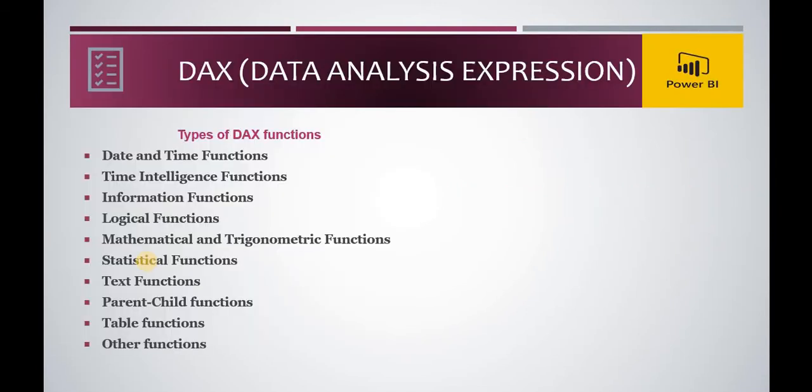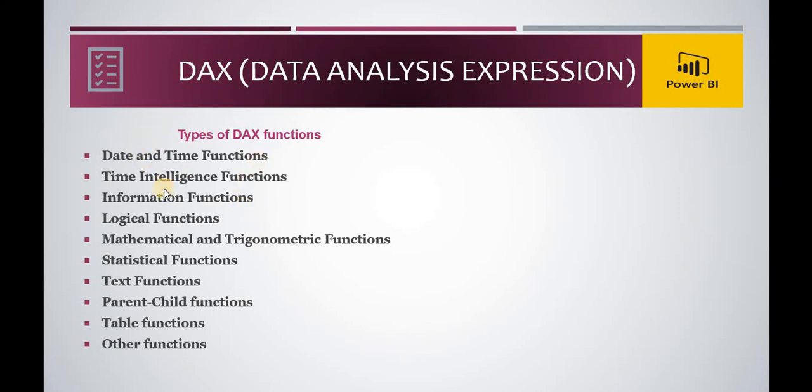These are some of the functions available in Power BI, and they are categorized: date and time functions, time intelligence functions, information functions, logical functions, mathematical and trigonometrical functions, statistical functions, text functions, parent child functions, table functions, and other functions. As per the requirement for our visualization, we use the different types of functions.